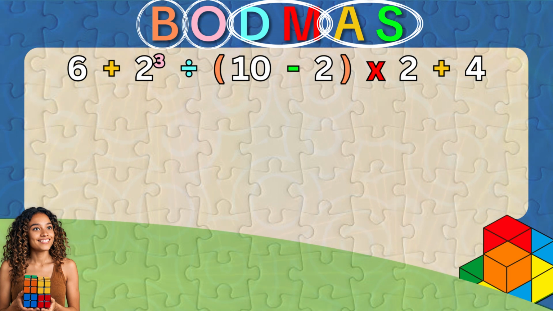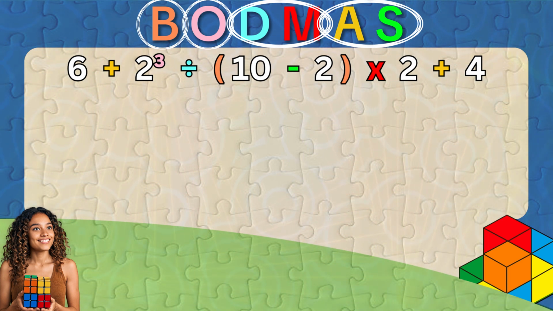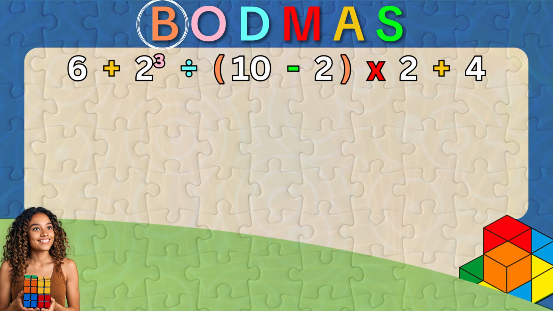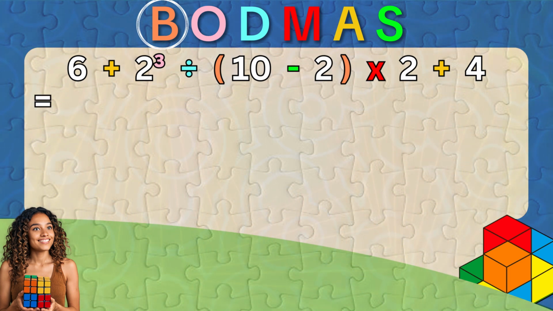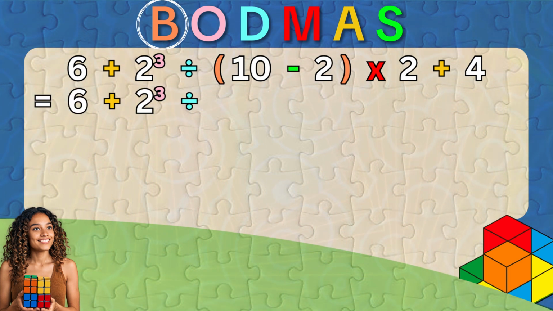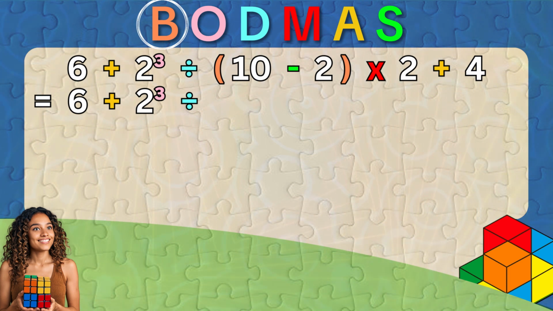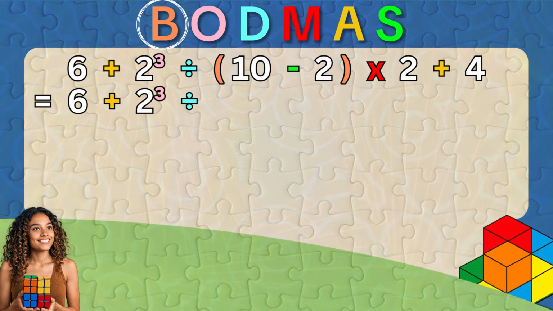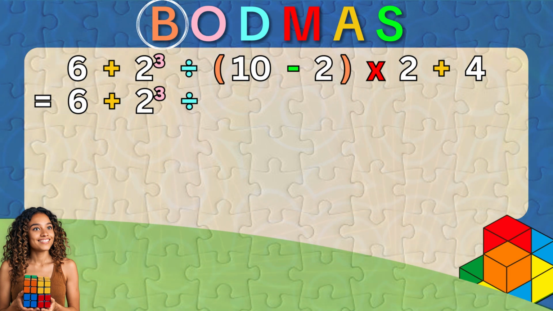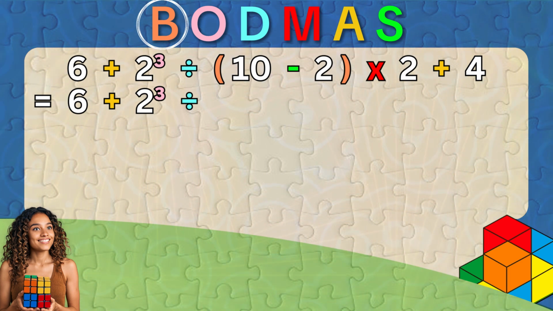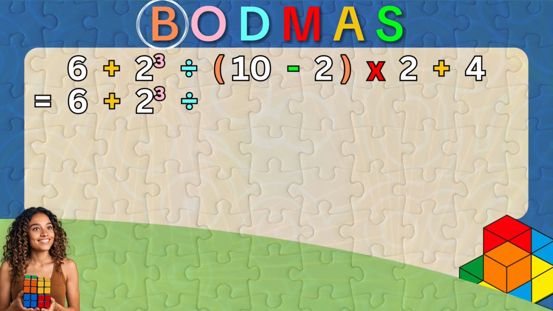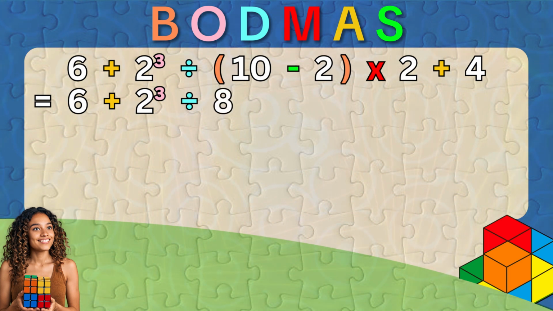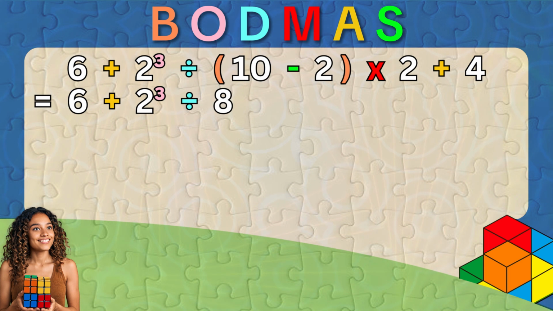And we know the first thing that we need to do is to take care of the sum inside the brackets. So on the next line, let's write down the sum prior to the brackets, and that is 6 plus 2 to the power 3, or 2 cubed, whichever you prefer. Then the division symbol, and let's minus 2 from 10, which is equal to 8. Let's write that in. The brackets are now out of the equation, so let's complete the line with the times 2 plus 4.